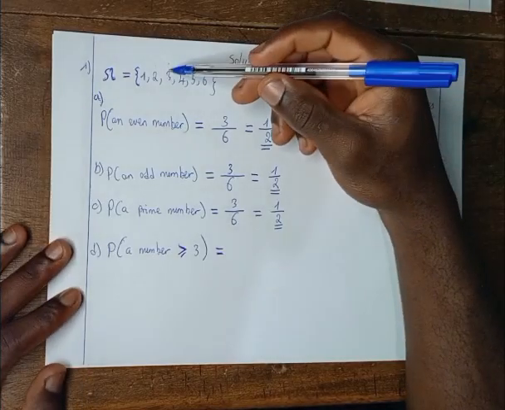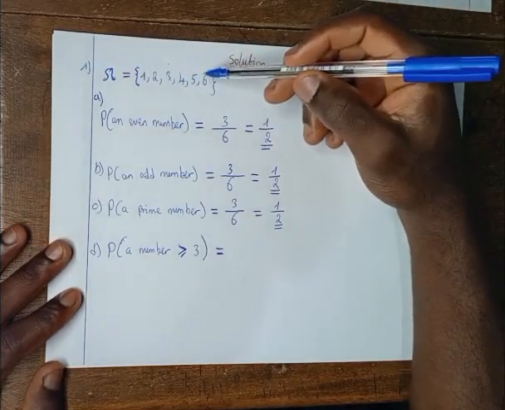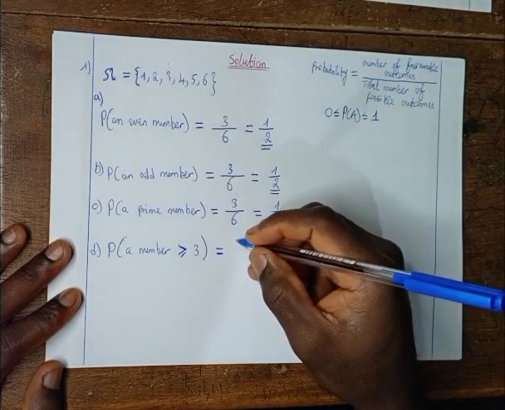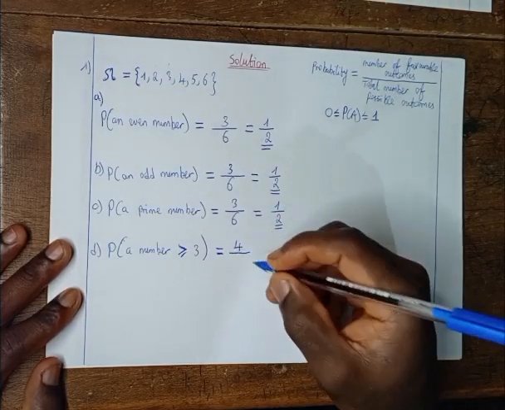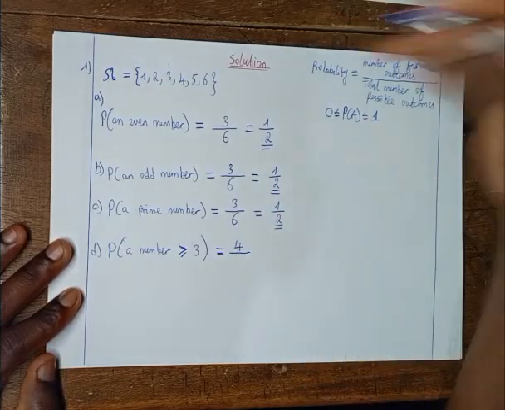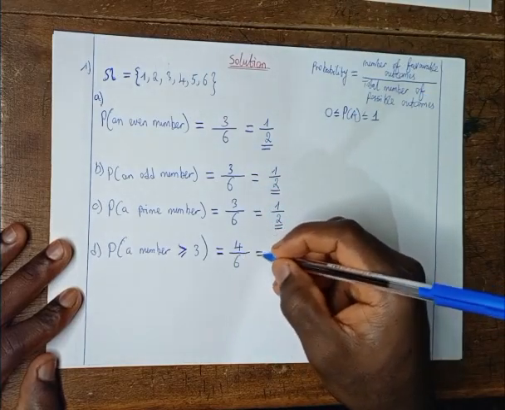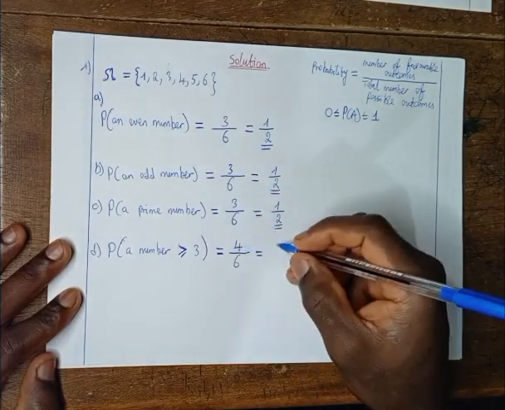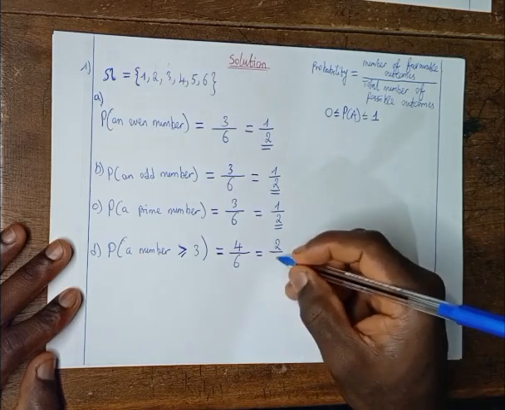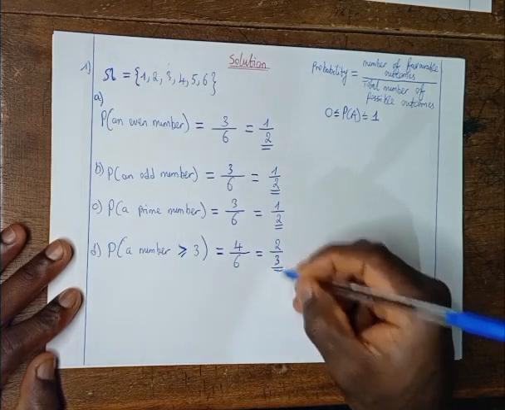So we are going to count them. We have 1, 2, 3, 4. There are 4 of them, 4 all over the total number of possible outcomes. There are 6 of them. We can simplify this fraction. 2 will go into 4 2 times. 2 will go into 6 3 times. So this will give us 2/3.